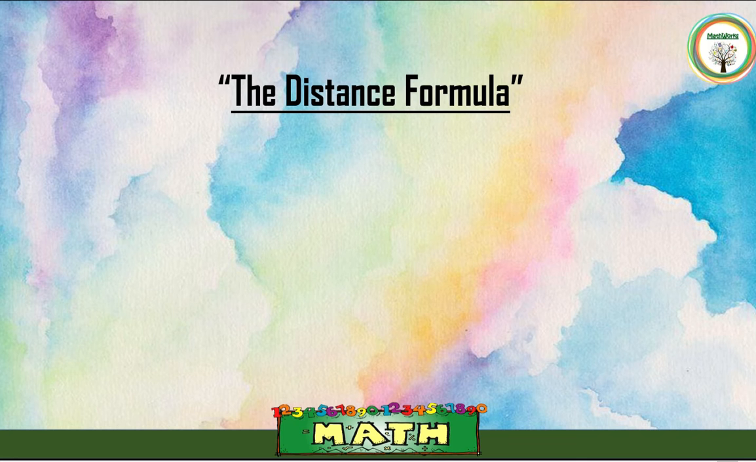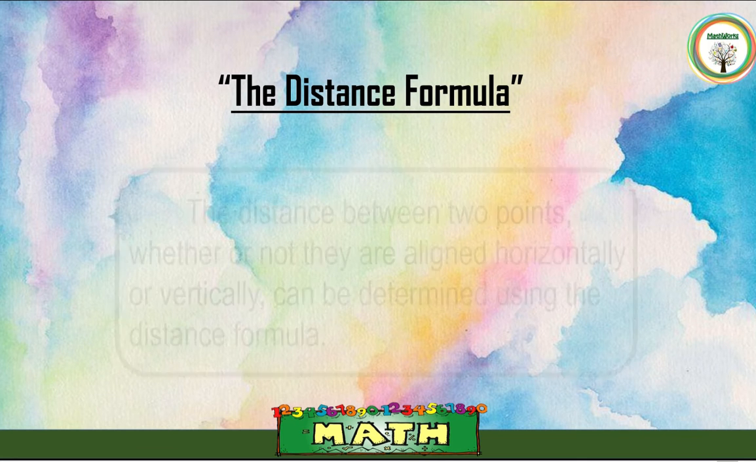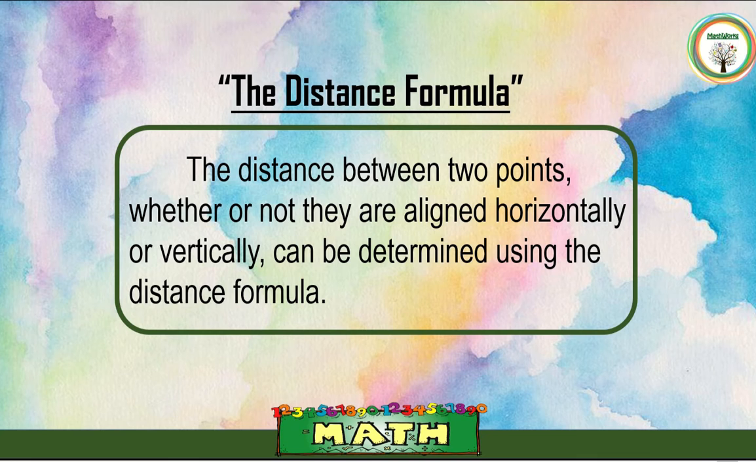Okay, now, let's have the distance formula. So the distance between 2 points, whether or not they are aligned horizontally or vertically, can be determined using the distance formula. So what exactly is our distance formula?